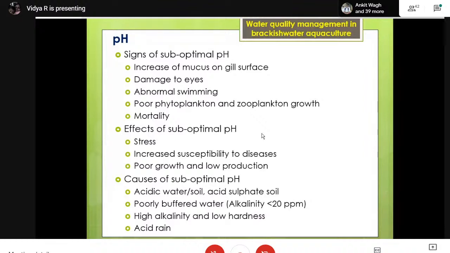Suboptimal pH can cause stress, increase susceptibility to disease, poor growth, and low production. The causes of suboptimal pH are acidic water, acidic soil, acidic sulfate soils, poorly buffered water, high alkalinity and low hardness, acid rain, etc. in water bodies.